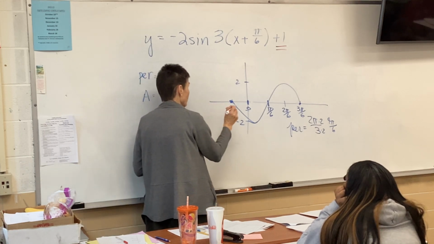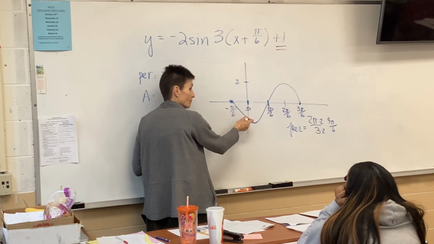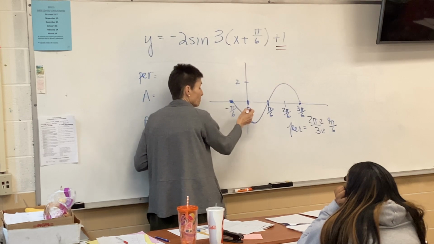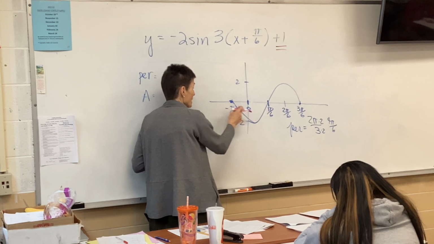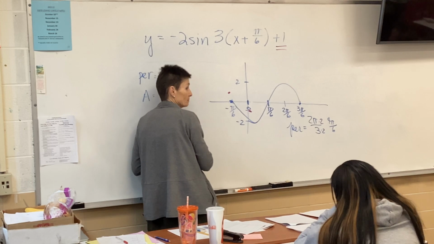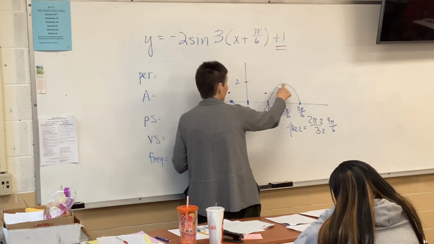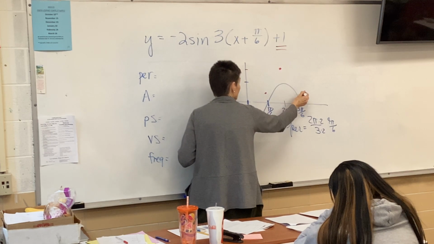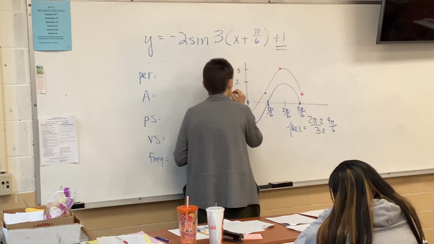The lowest point of this curve was at -2. It's getting lifted up 1, so won't the lowest point now be at -1? The starting point was at 0, now it's going to be at 1. This is going to be at 1. Now the high point was 2, now it's going to go all the way up to 3. And there is my final picture.